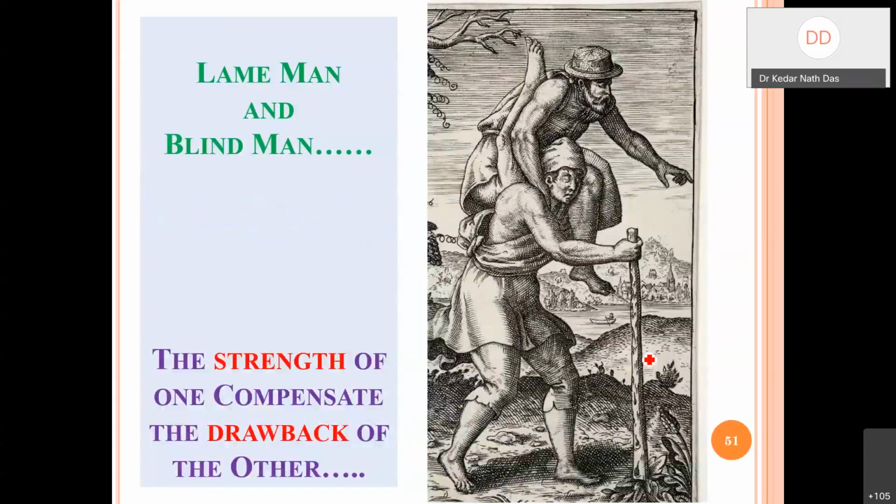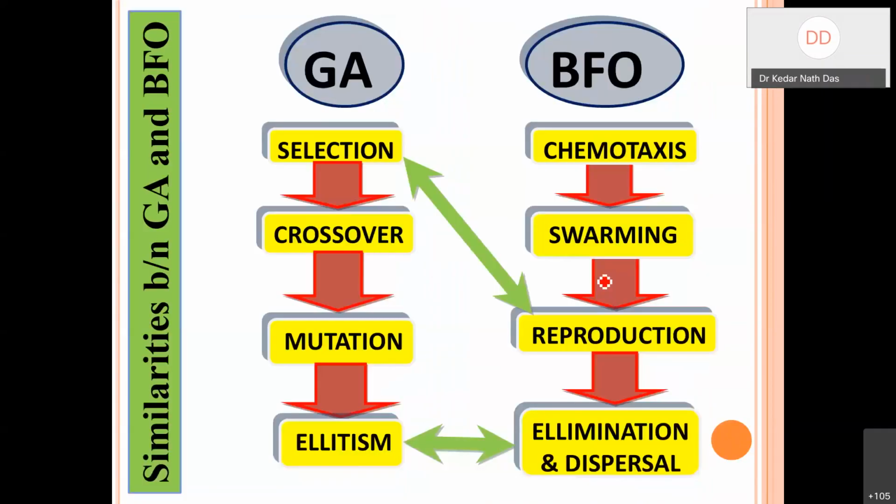You can look at this story of the lame man and the blind man. They are going together to see a fair, and the strength of one compensates for the drawback of the other. The blind man is unable to see anything, and the lame man is unable to walk, but they both together want to go to the fair. The lame man sitting on the shoulder of the blind man guides the path, so that the purpose is fulfilled. That is actually hybridization: the purpose is fulfilled by taking the strength of one which compensates for the drawback of the other. That is the main objective.